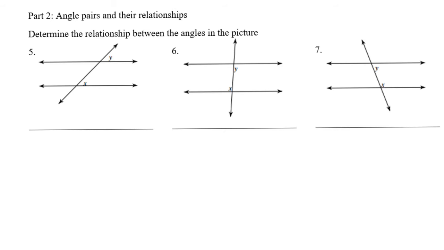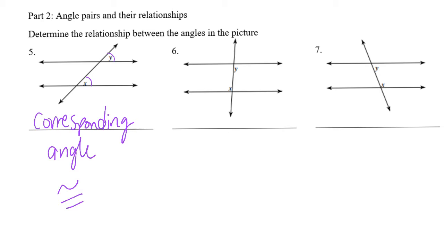All right, this next part is all about naming the types of angles. So the two types of angles we have here, X and Y, are going to be corresponding because they are at the same location on both parallel lines. So they are also congruent. So if you want to label it, they're congruent. So you remember that for your test.